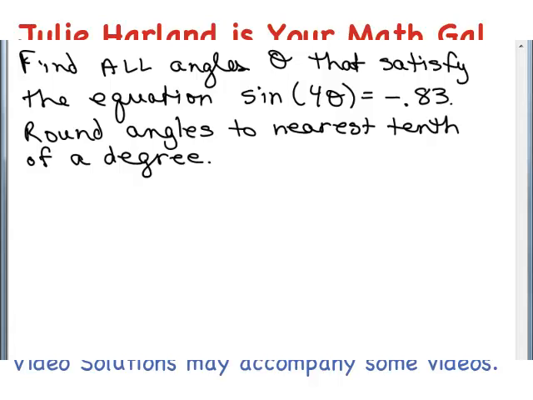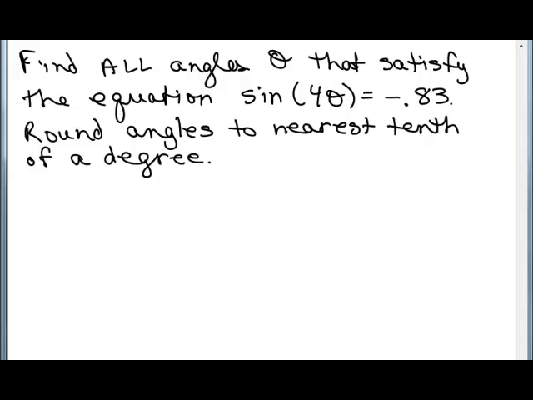We're going to find all angles theta that satisfy the equation sine of 4 theta equals negative 0.83. Please visit my website at yourmathgal.com, where all of my videos are organized by topic. So we're looking for all angles, and we want to round angles to the nearest tenth of a degree. So first of all, where might this be? The sine of 4 theta equals negative 0.83. Well, there's two places where the sine is negative.